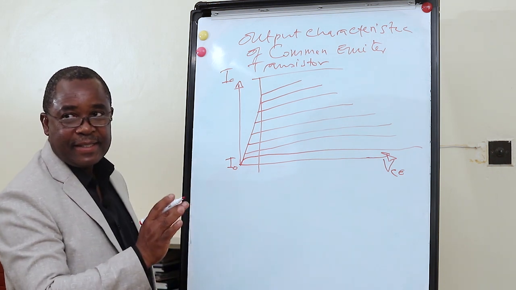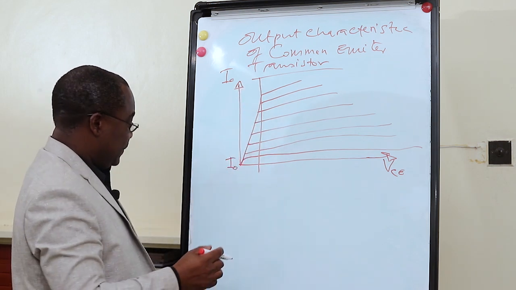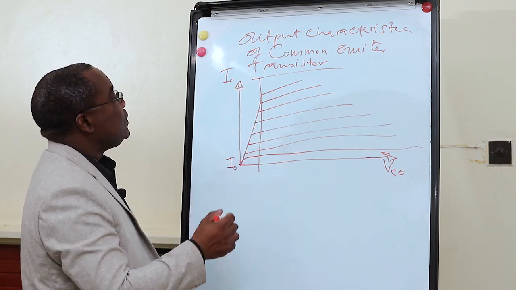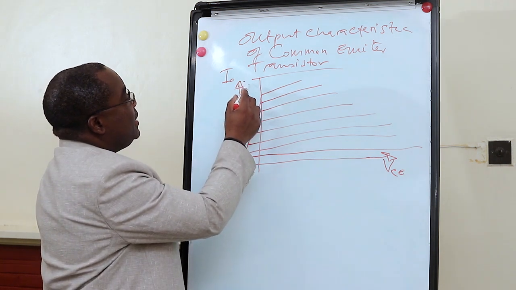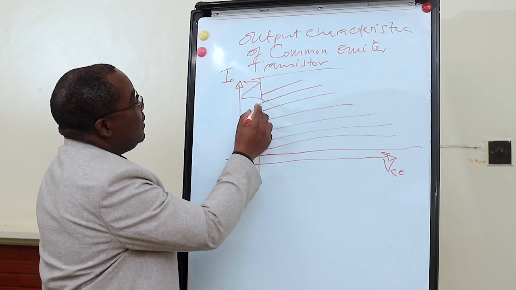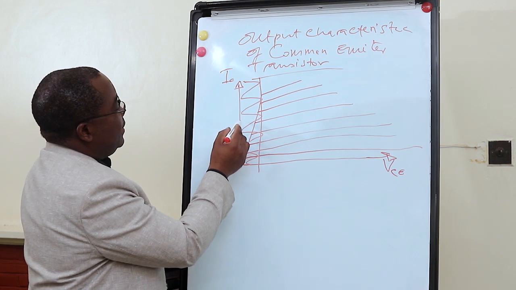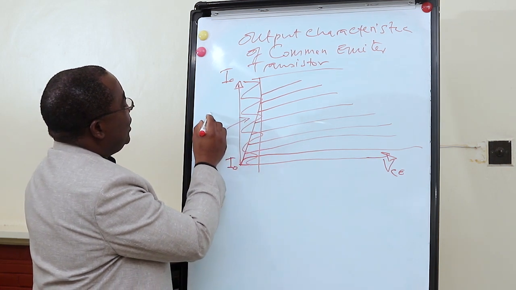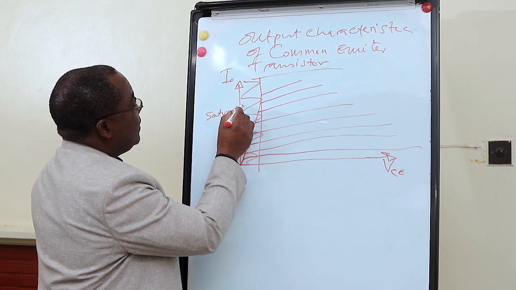So we have here three regions. The first region is this one. I will shade it this way. This region is called the saturation region.